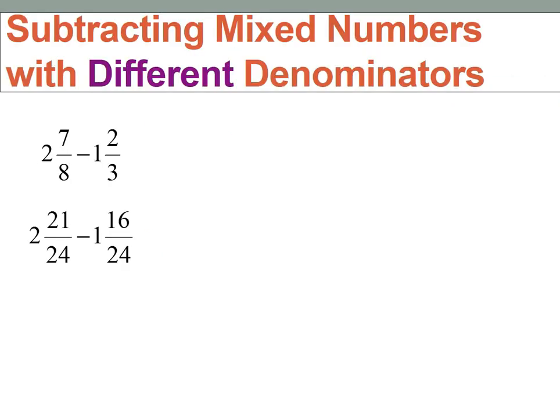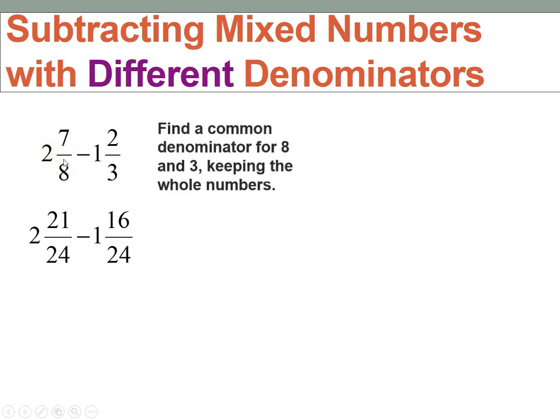All right, now we're going to subtract mixed numbers with different denominators. So we've got mixed numbers here. That's where you have a whole number, or rather an integer, and a fraction. We need to find a common denominator for 8 and 3, keeping the whole numbers, and that's what we did here. You can see I kept the 2, and I subtract 1 and 2/3. I kept the 1 here. So I'm just finding an equivalent fraction right now of this fraction.